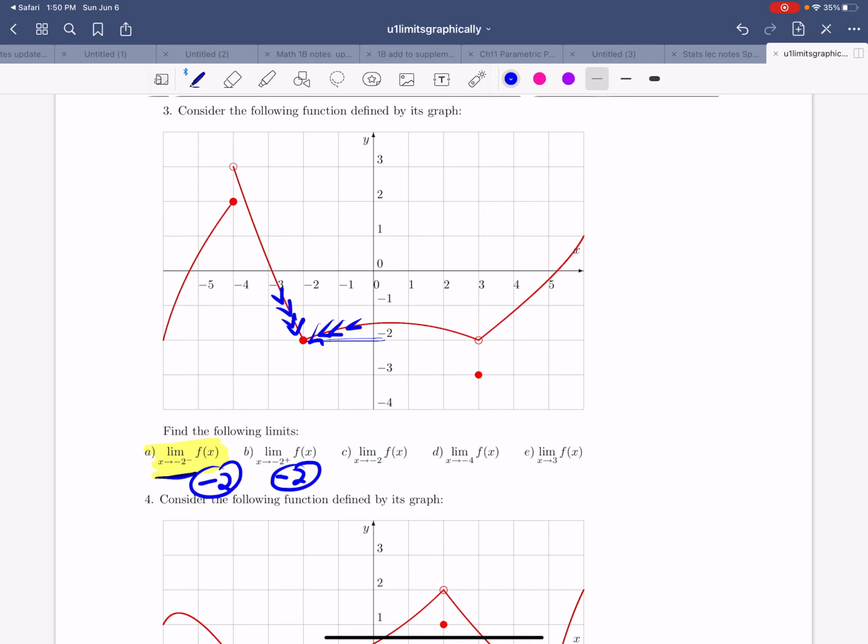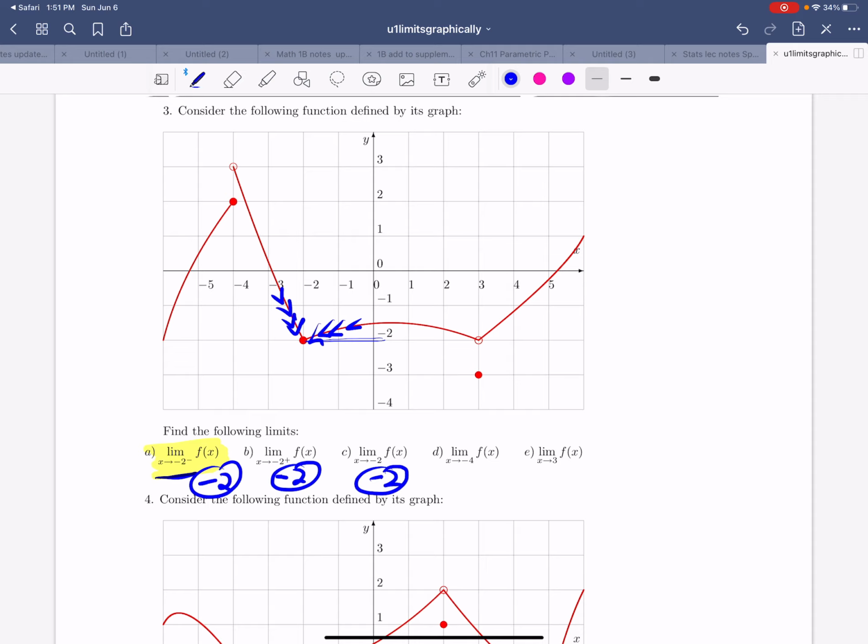So if your left-handed limit and the right-handed limit are equal, then the limit exists at that point, and that would be the limit as x approaches that particular point. So the limit as x approaches -2 of f of x would be equal to -2 because it's the same number. As you're getting closer and closer to -2 on the x-axis, from the left-hand side and the right-hand side, the y values are getting closer and closer to the same number, which is -2 in this case.